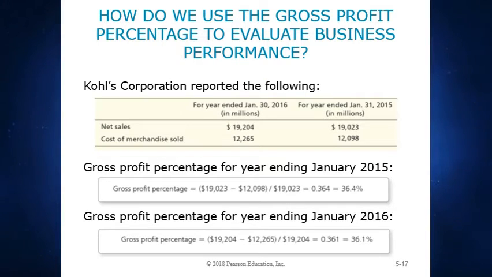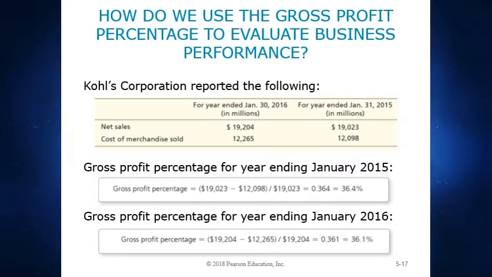So in order to calculate that, we need a couple of key pieces of information. And we do this per year, essentially. So we need to know what the net sales were and the cost of merchandise sold, and we can use those two numbers then to calculate our gross profit percentage. So for Kohl's, we do this for 2 years, and we want to compare those 2 years then.